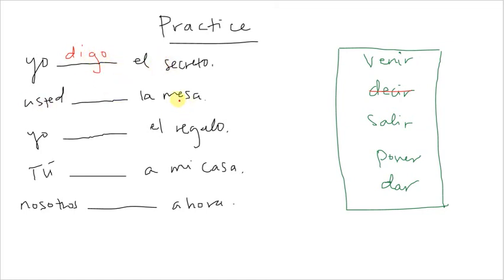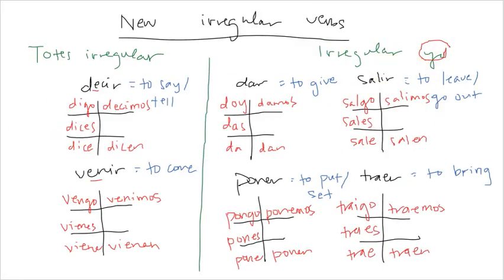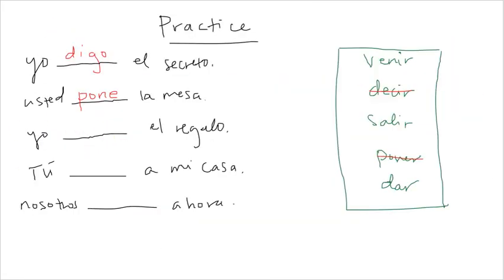Usted something la mesa. So la mesa is the table. Probably makes sense to say you set the table. So usted pone. It's regular because it's not in the yo. Only the yo form is irregular. And then yo something el regalo. El regalo is the gift or the present. So I give the present. Yo doy, irregular, doy.